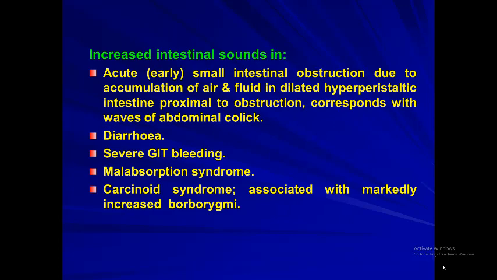Intestinal sounds are increased in early small intestinal obstruction, in acute early cases, due to accumulation of air and fluid in dilated hyperperistaltic intestinal loops proximal to the obstruction. It corresponds with waves of abdominal colic. Also in diarrhea, severe GIT bleeding, malabsorption syndrome, and carcinoid syndrome.